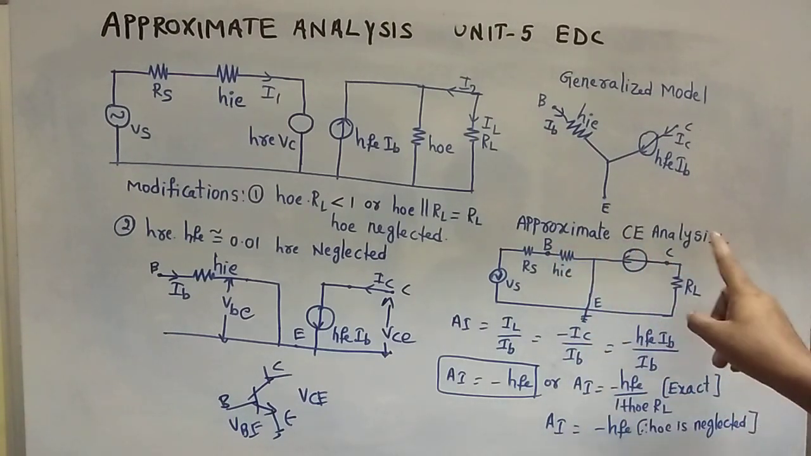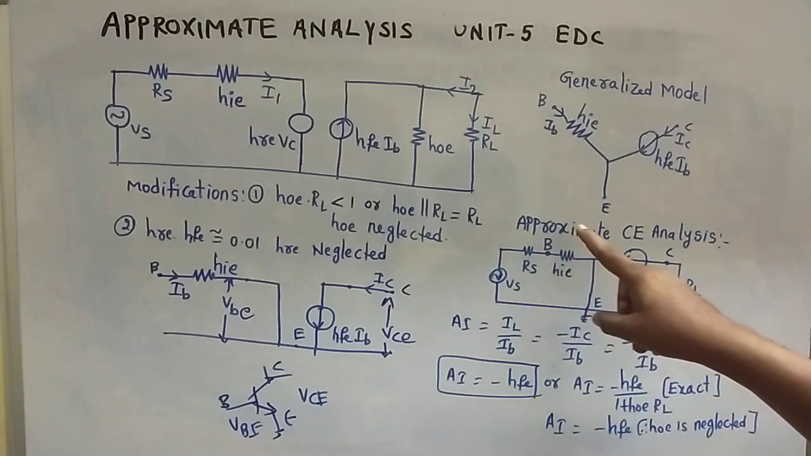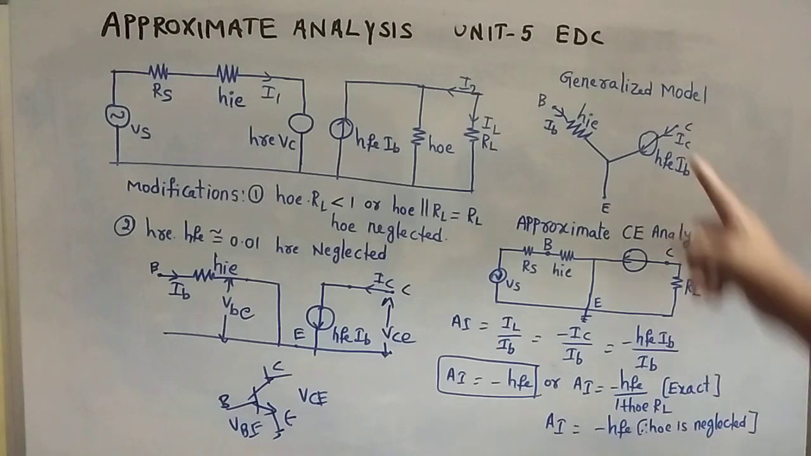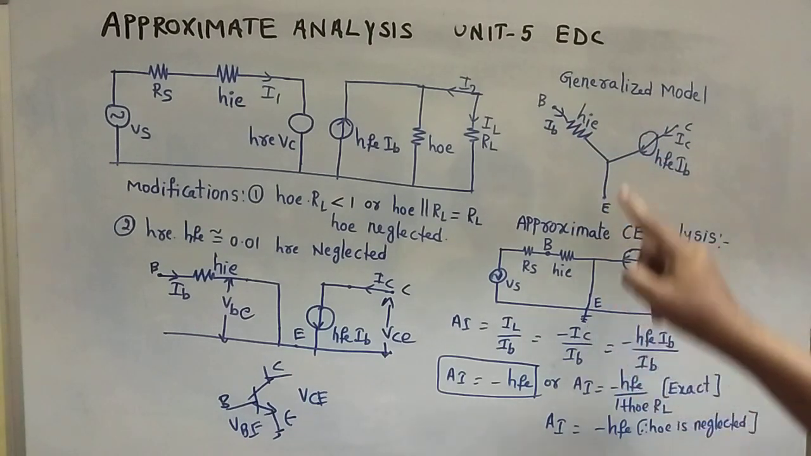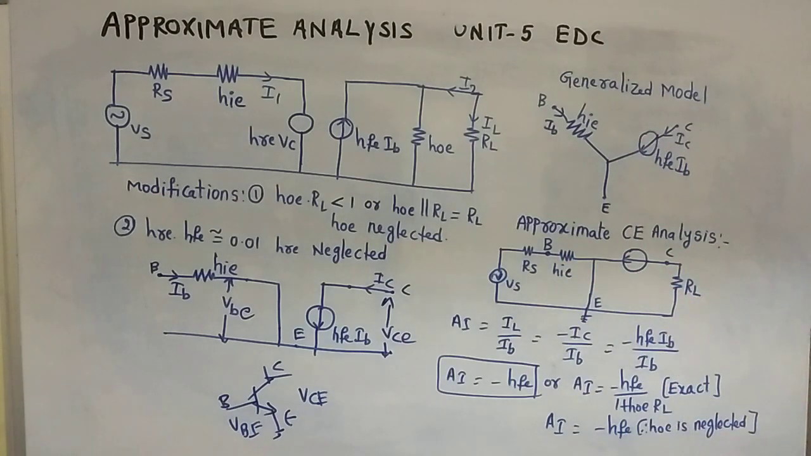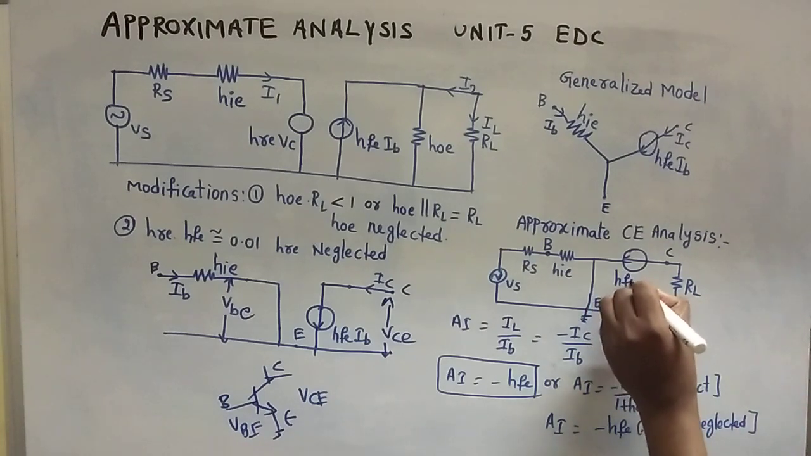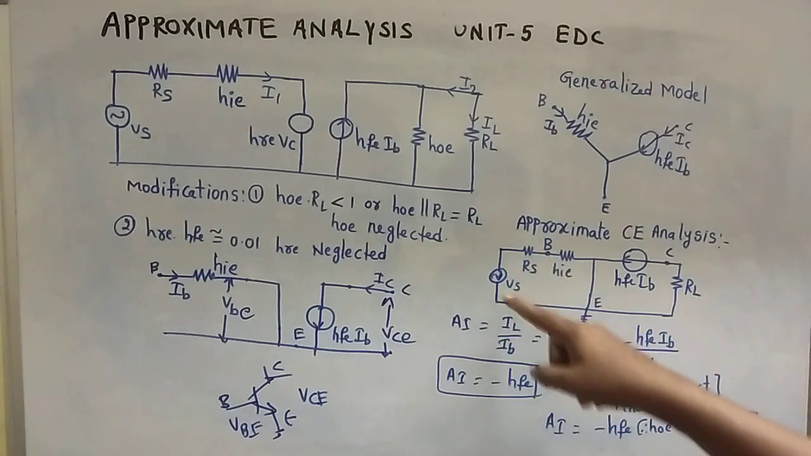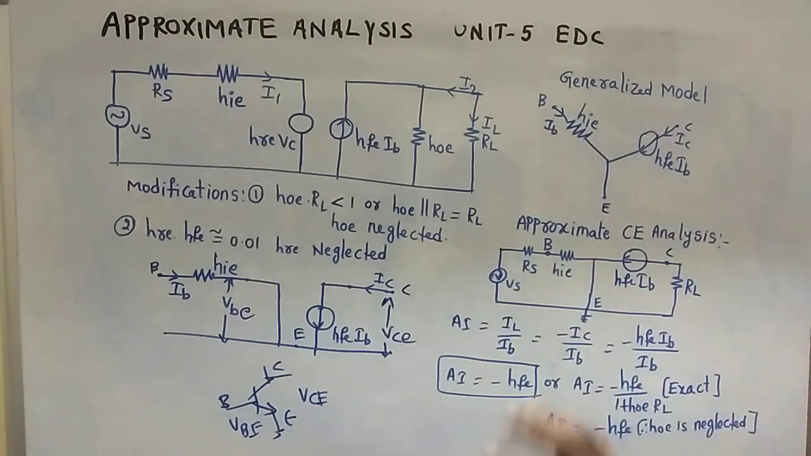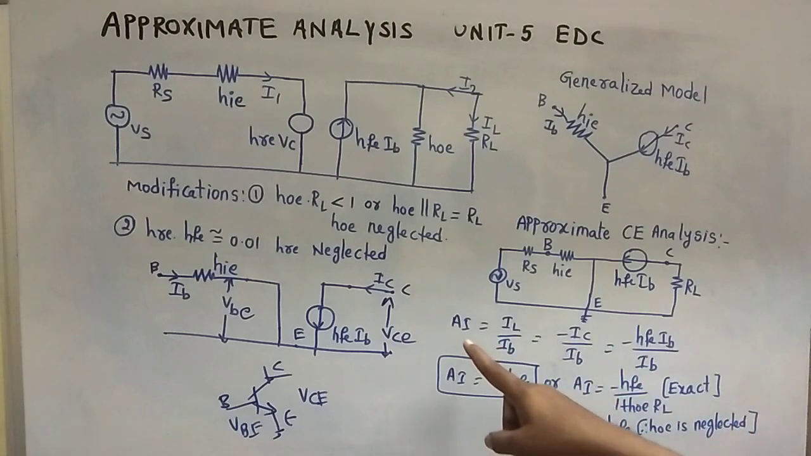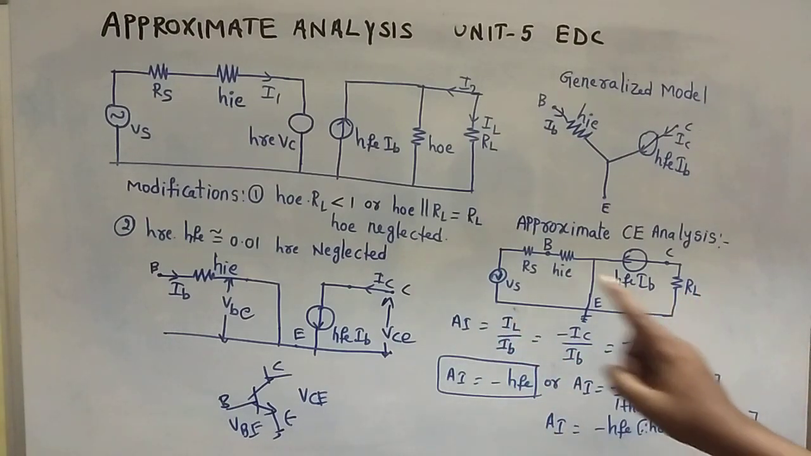Approximate CE analysis. Let us take the first analysis, that is for the common emitter configuration. Common emitter means emitter is common, input is base, output is collector. So input is base, that is hie, and output is collector, hfe Ib. In addition, for the amplifier we take Vs and Rs from the amplifier circuit, and across RL we take the output. Then the first parameter, current gain, is equal to IL by Ib, output current by input current.